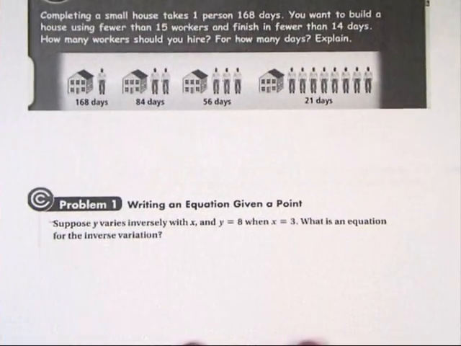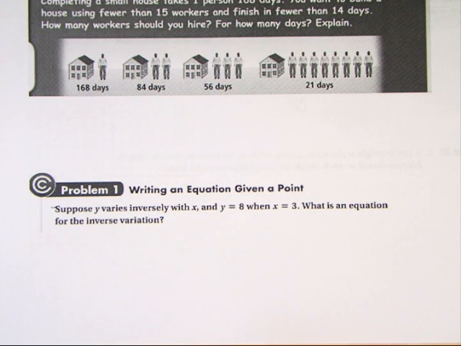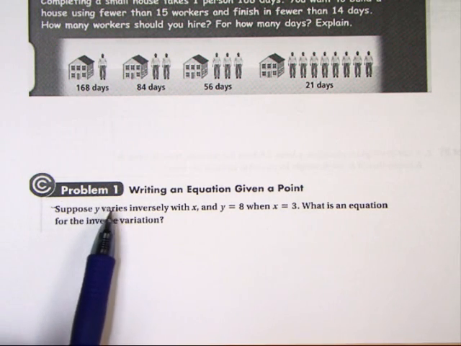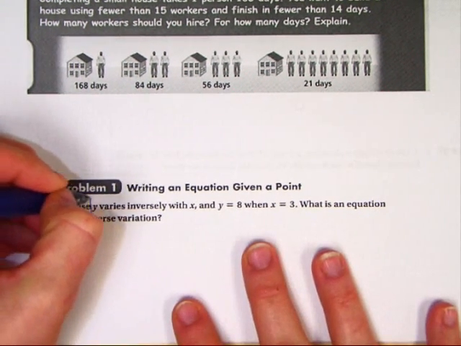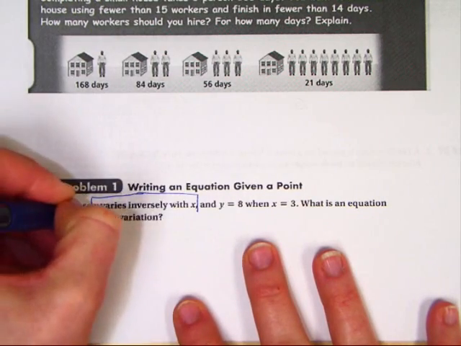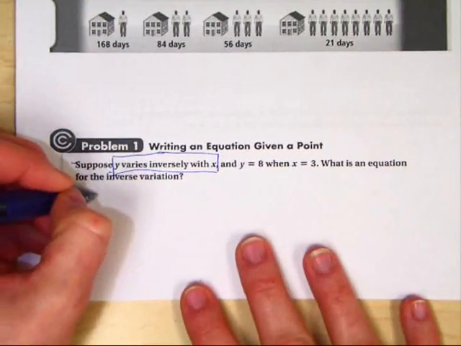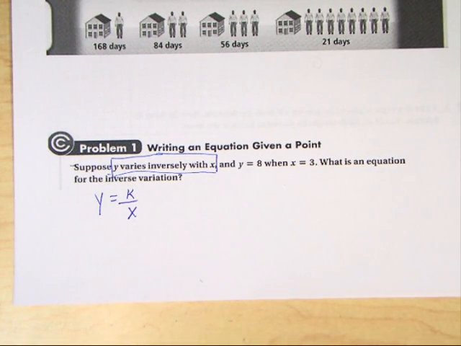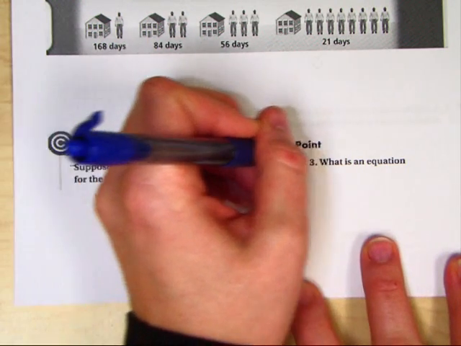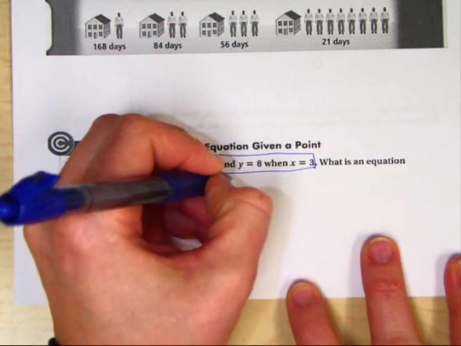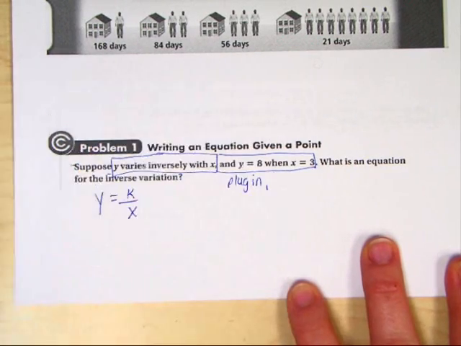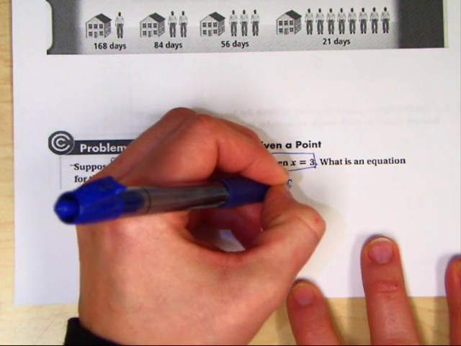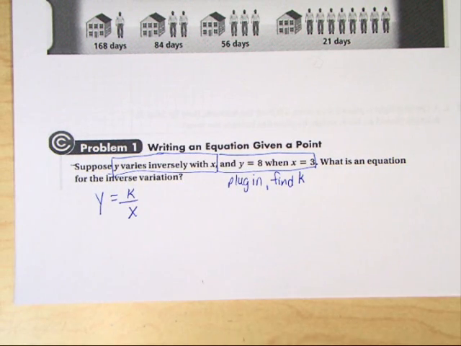And let's go down to problem 1, writing an equation given a point. So anytime you see this sentence, suppose y varies inversely with x, that little phrase automatically gives you this equation: y equals k over x. And that's what it means to vary inversely. So now they're going to give you values to plug in. When we plug these in and solve, we're also going to find what k is. And k is called the constant of variation.